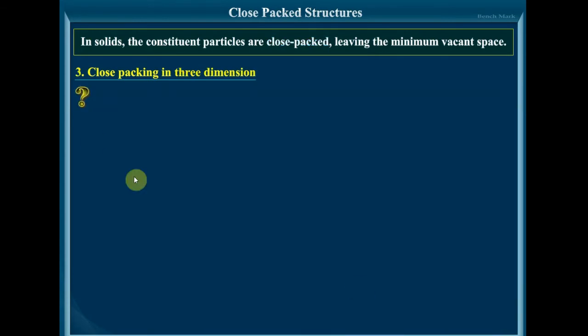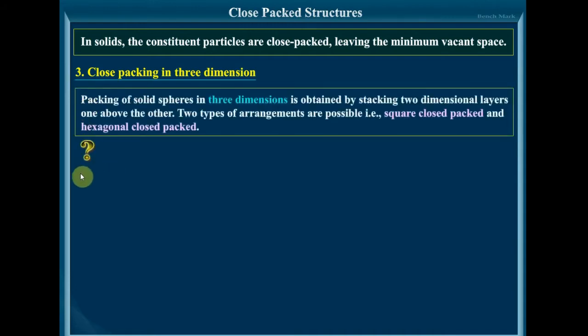Next, what we are going to discuss is close packing in 3 dimensions. In solids, the constituent particles are close packed, leaving the minimum vacant space, which we have discussed earlier. So the next is in 3 dimensions. We are going to arrange it 3-dimensionally. Packing of solid spheres in 3 dimensions is obtained by stacking 2-dimensional layers one above the other. 2 types of arrangements are possible here: square close packed and hexagonal close packed.